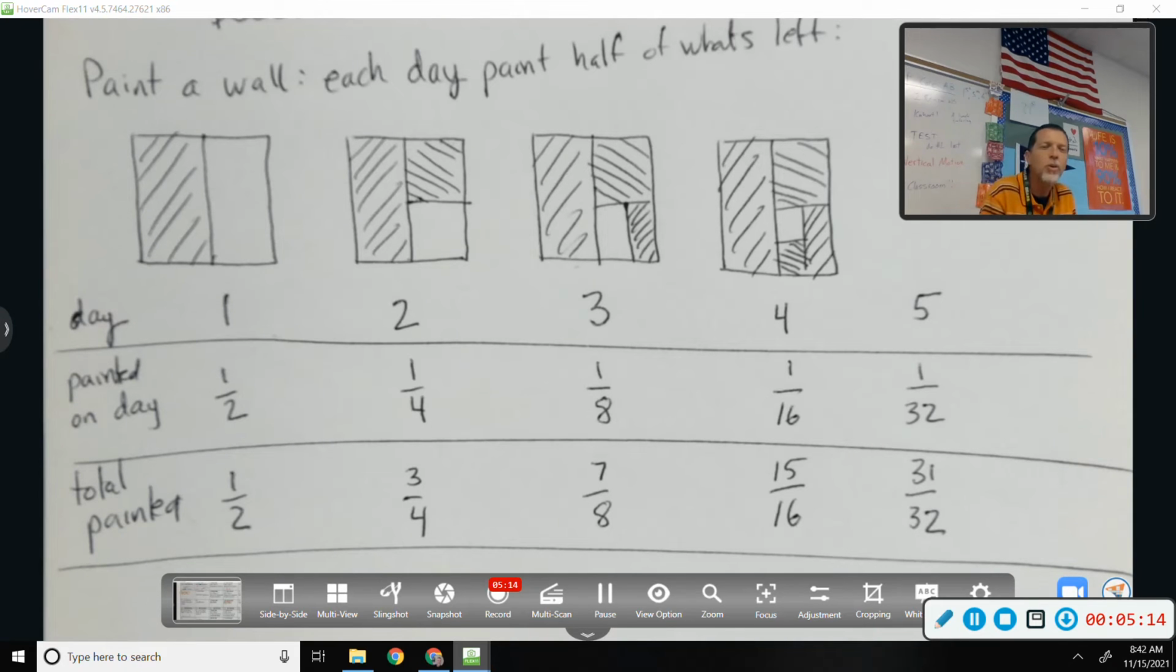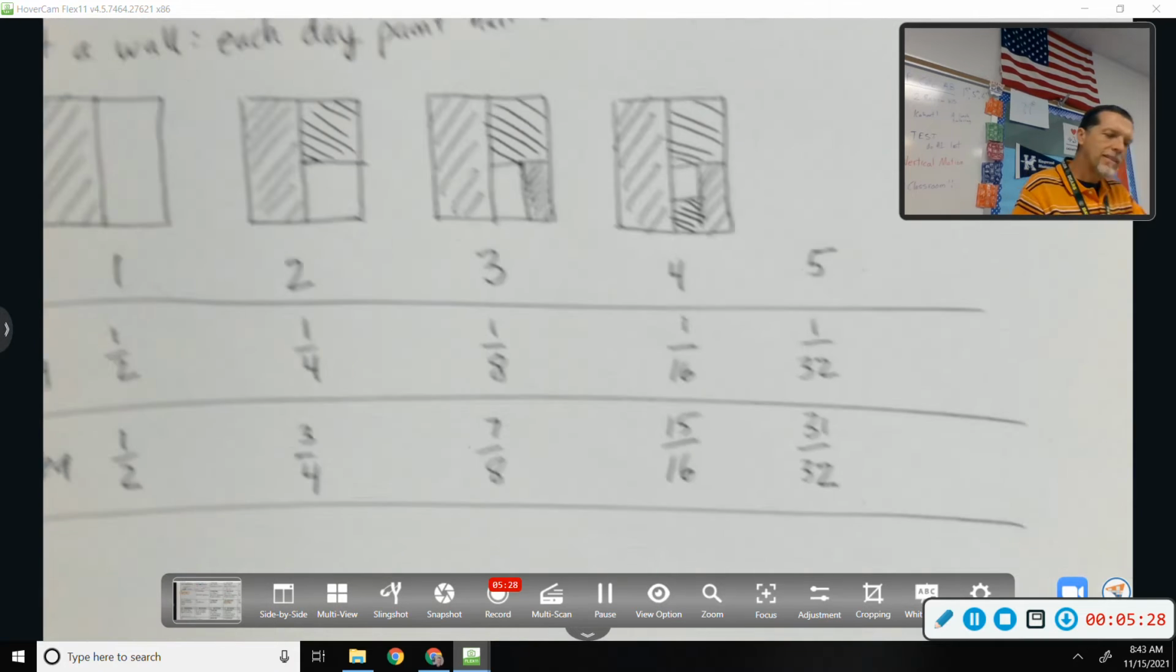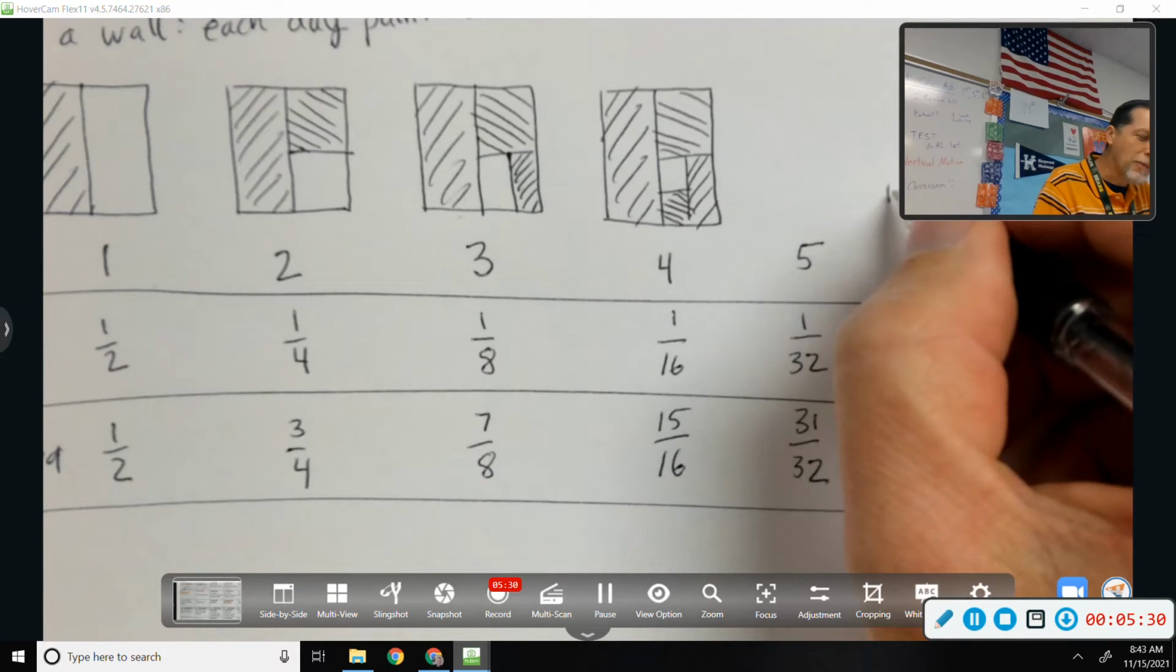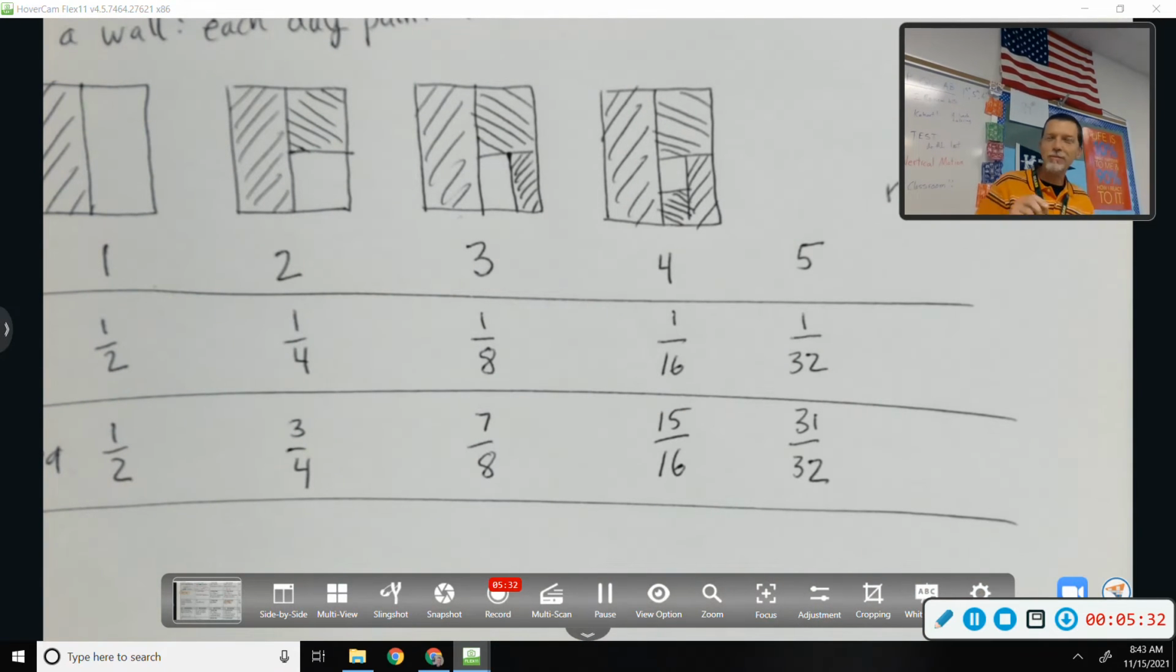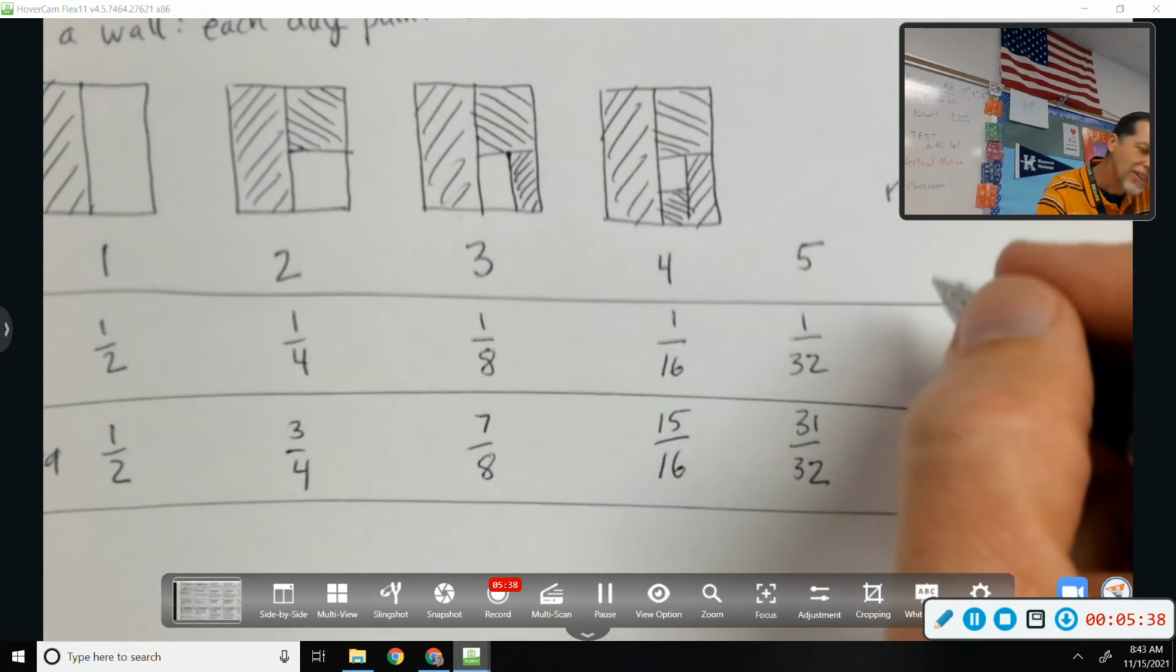There's sort of two ways to ask the question now. The question is, when will we finish the wall? Technically never. I like that answer. We'll never finish the wall. But at some point you won't have a paintbrush small enough, and you get out a toothpick and dot the little piece that's left on day 10 or 12 or whatever.